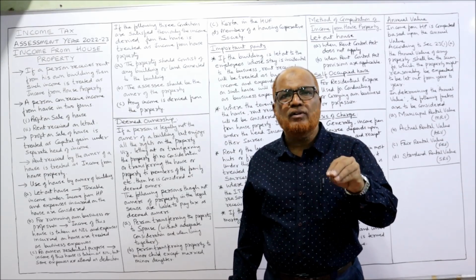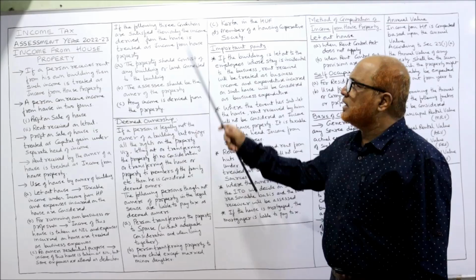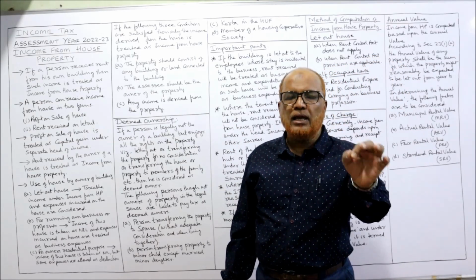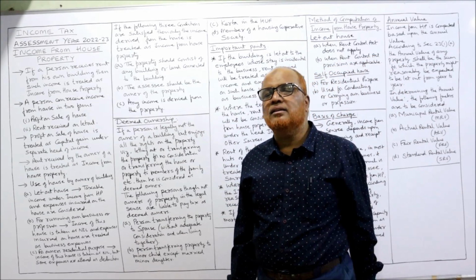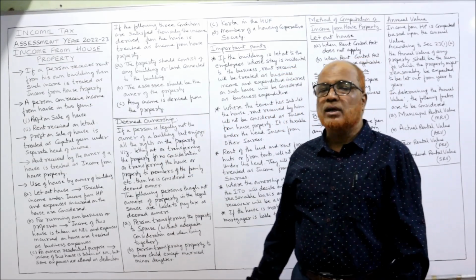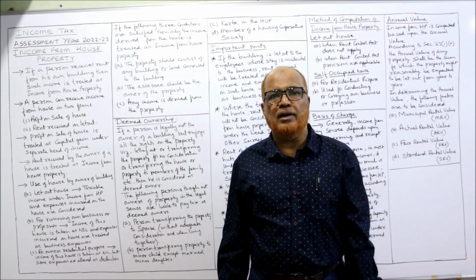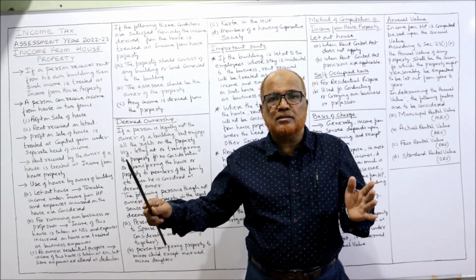In some cases deduction will be allowed. Later in the coming videos I'll explain. Now, if the following three conditions are satisfied, then only income will be taxable under the head income from house property. Three conditions are there. The first condition is the property should consist of any building or land connected to the building. Land should not be separate.